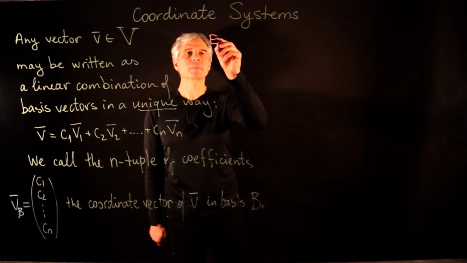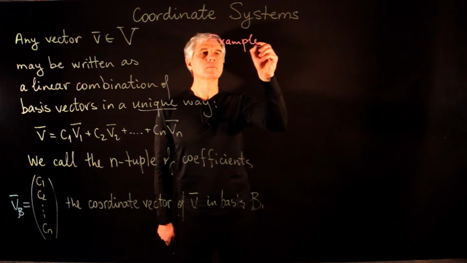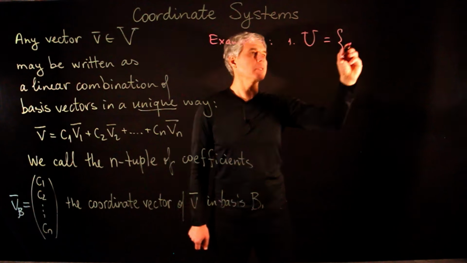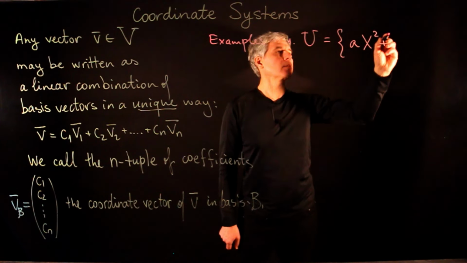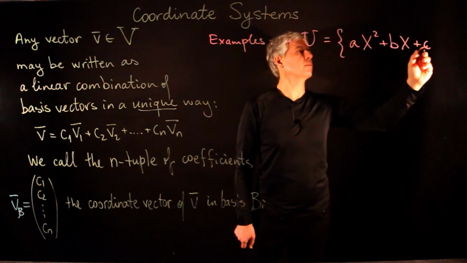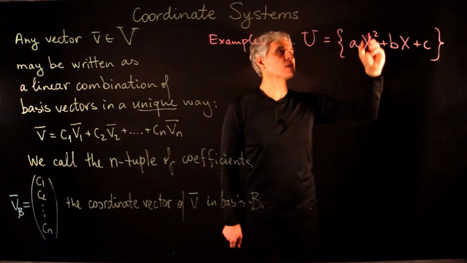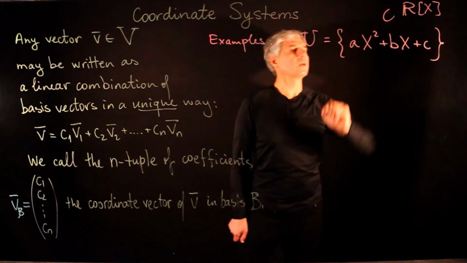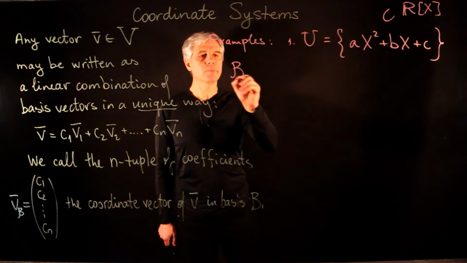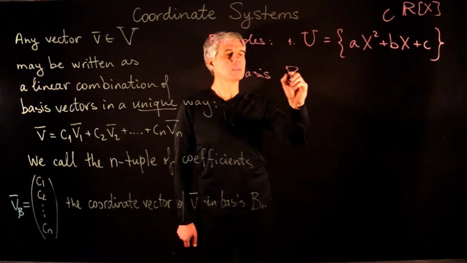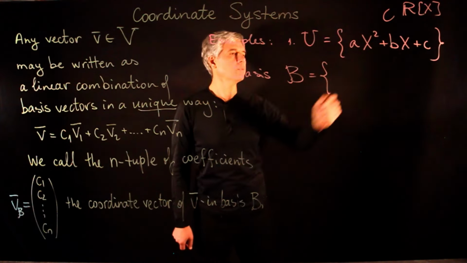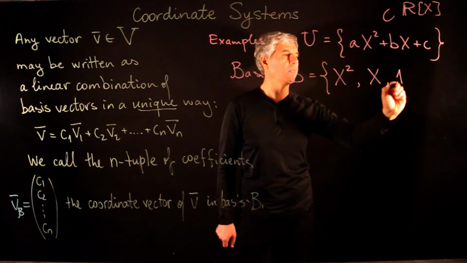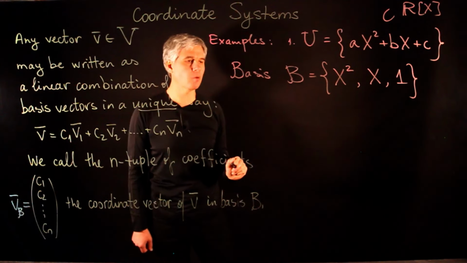Let us consider some examples. So suppose U is the space of quadratic polynomials, so ax squared plus bx plus c. Right? So this is a subspace inside the R[x]. And here we choose a basis B. So the space is three-dimensional and it's spanned by monomials x squared, x, and 1. So let us fix this as our basis.